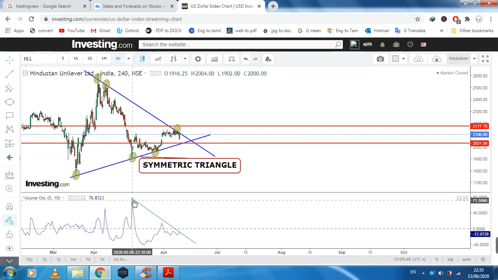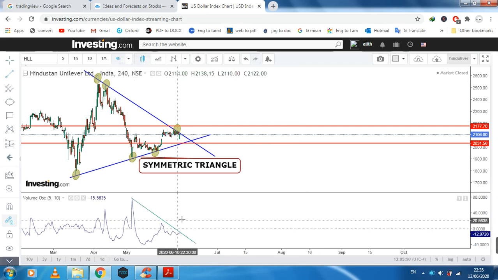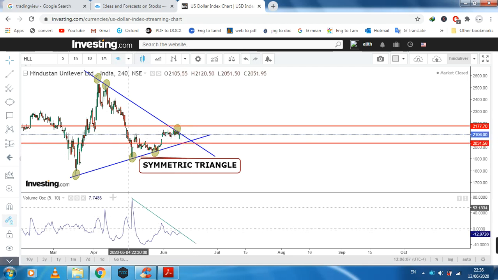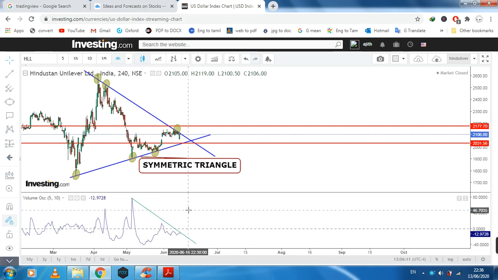this volume indication says that you need to wait for the breakout of this volume trend line. This is the trend line of the volume. After this, a huge volume movement, you can go for the trade. Sometimes that can be from the downside or upper side. You will wait after the breakout from this volume line, so you can go for the trade.